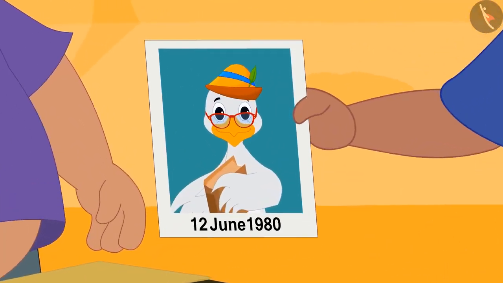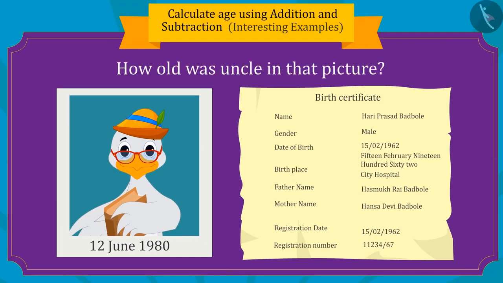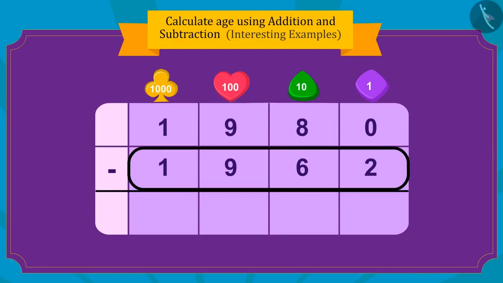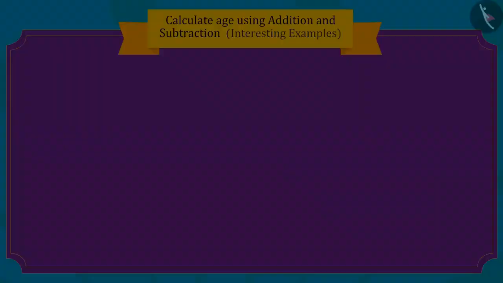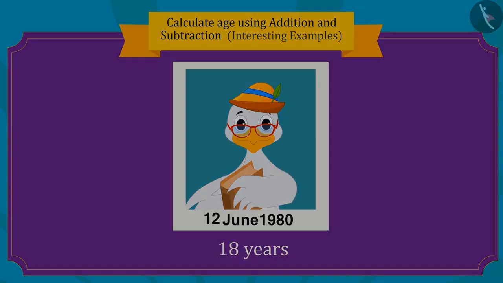Now, Raju found another picture of Uncle. Here, Uncle is seen in his college. The date written in the college picture below is 12th June 1980. Children, can you tell me how old was Uncle in that picture? Yes, if we subtract 1962 from 1980, then we can find the age of Uncle in this picture. Uncle's age in this picture is 18 years.